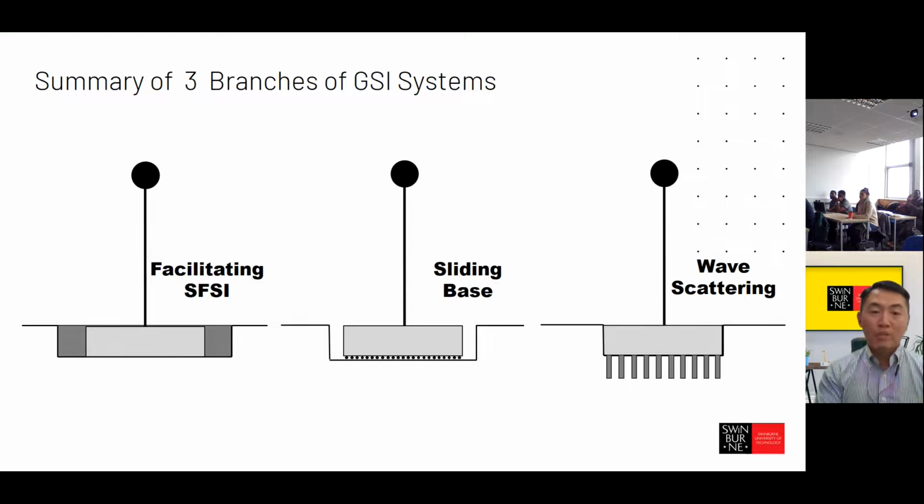So, coming back to the first branch, I try to use this diagram because I want to highlight that this first branch of the GSI system can also be used for existing structures, because the soft materials or the flexible foundation can just be created at the periphery of the foundation. And then on the right-hand side, we have the third branch of the GSI system, which is based on wave filtering or scattering. This is the diagram showing the polyurethane injection technology that can be used for retrofitting existing structures as well.